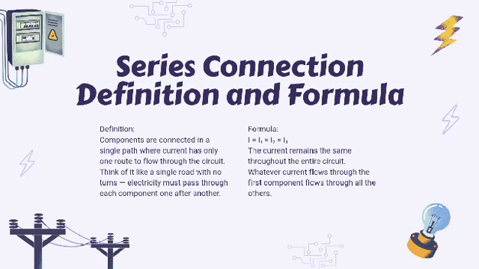A series connection is a circuit where components are connected in one single path. This means electricity has only one route to follow. The current that passes through the first component is the same current that passes through the others. To represent this relationship, we use the formula: current equals current sub 1 equals current sub 2 equals current sub 3. This formula means the current is equal throughout the entire series circuit.